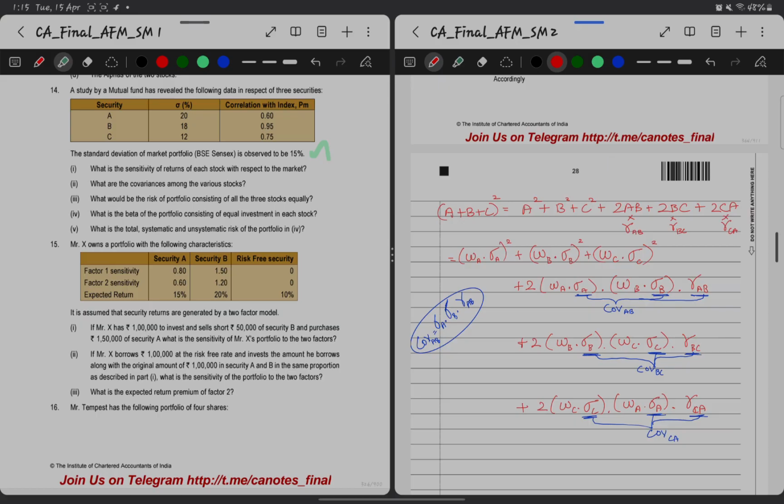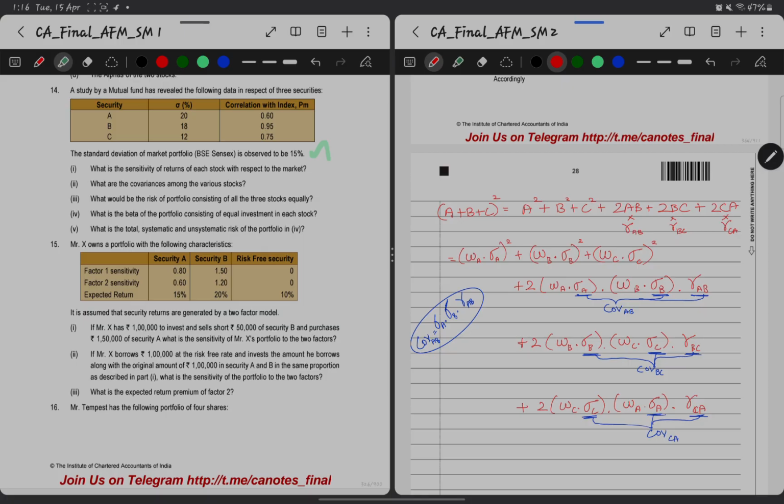So mathematically this will be the formula to find it out. A plus b plus c the whole square will give us a square plus b square plus c square plus 2ab plus 2bc plus 2ca. But as we have seen previously also, we have to multiply with the correlation between those securities. So here 2ab will be multiplied with the correlation of a and b, then 2bc with the correlation of b and c, then 2ca with the correlation of c and a.